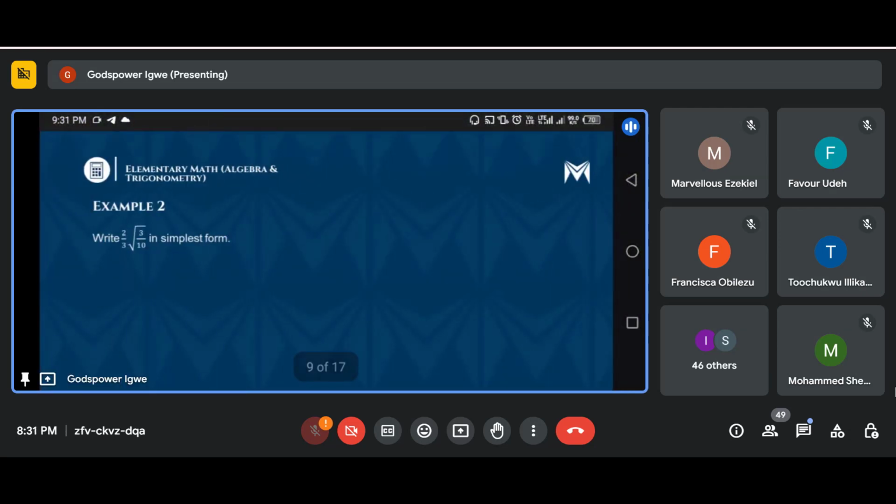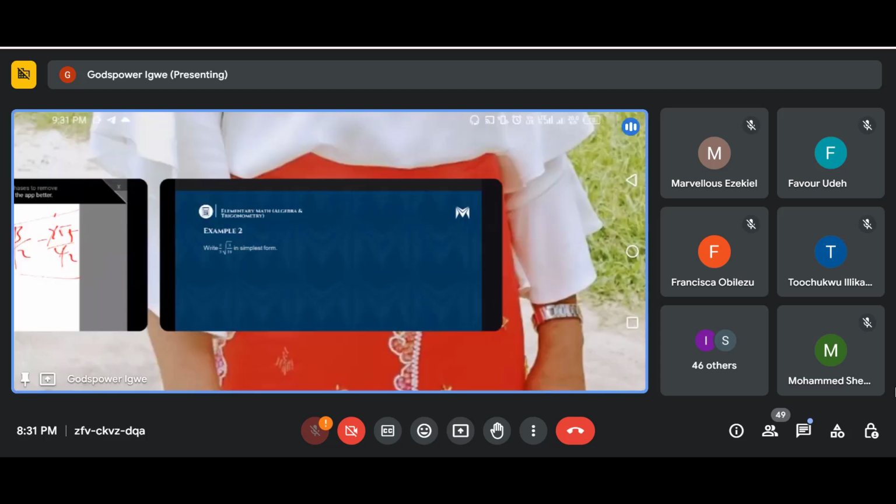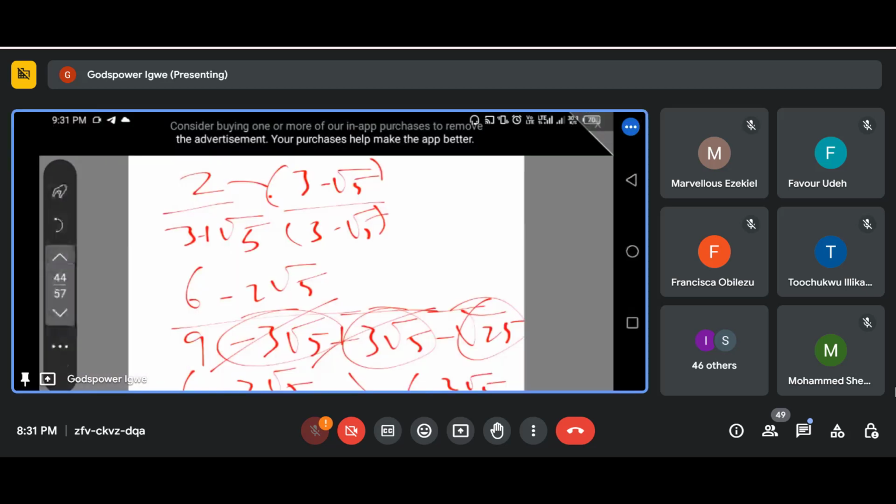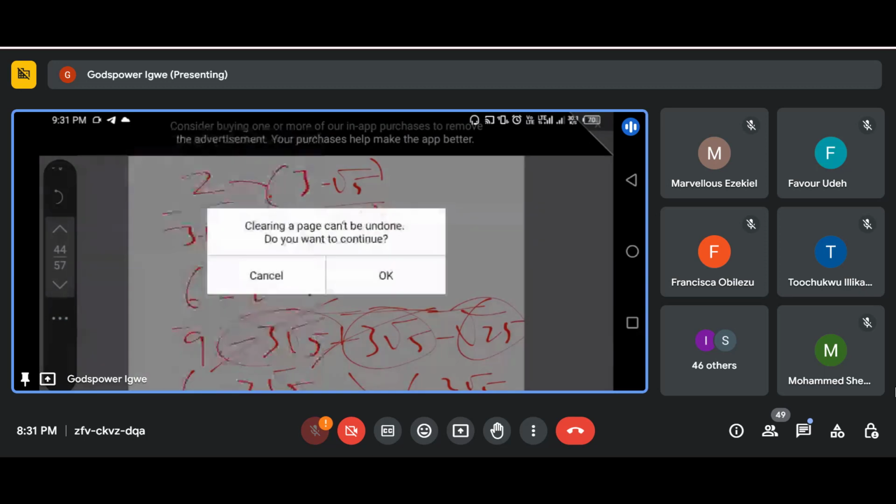This other one is the same thing. You solve it the same way. You reduce it to the simplest form, just like that. I believe you understand this. Okay, let's see whether we can solve this particular one: 3 all over 2 root 3 all over 10. Let's see if we can. Somebody give me that.